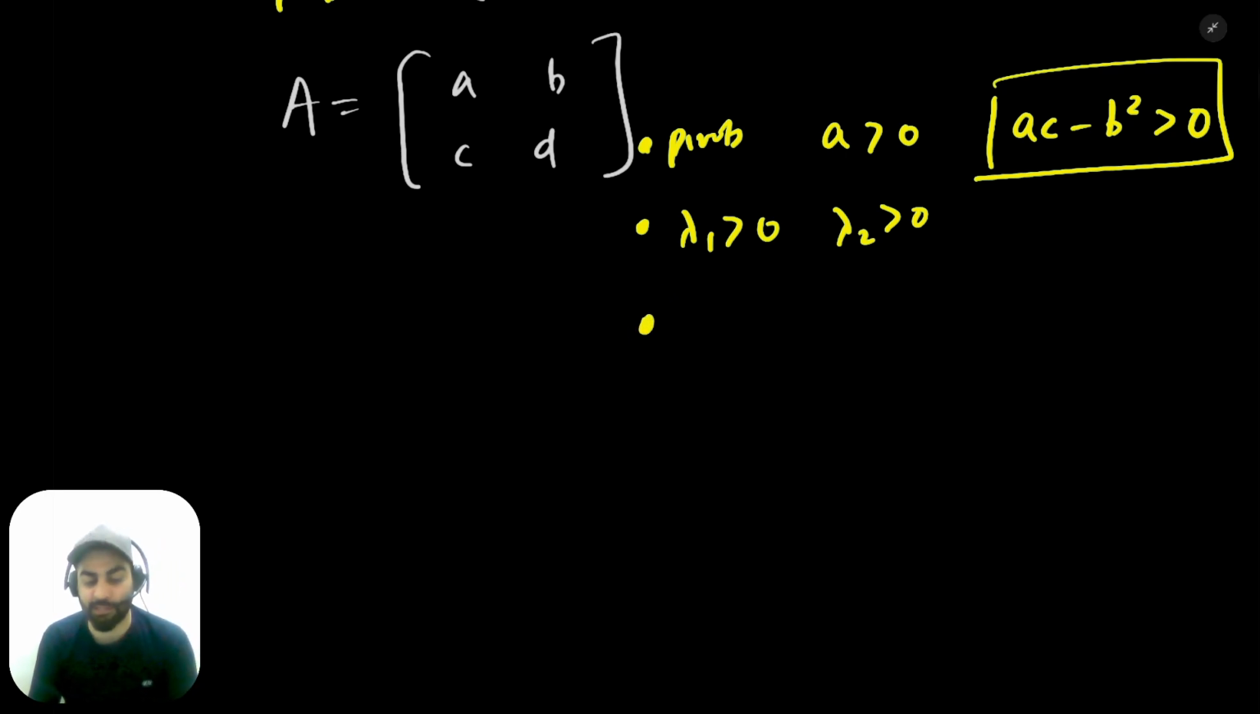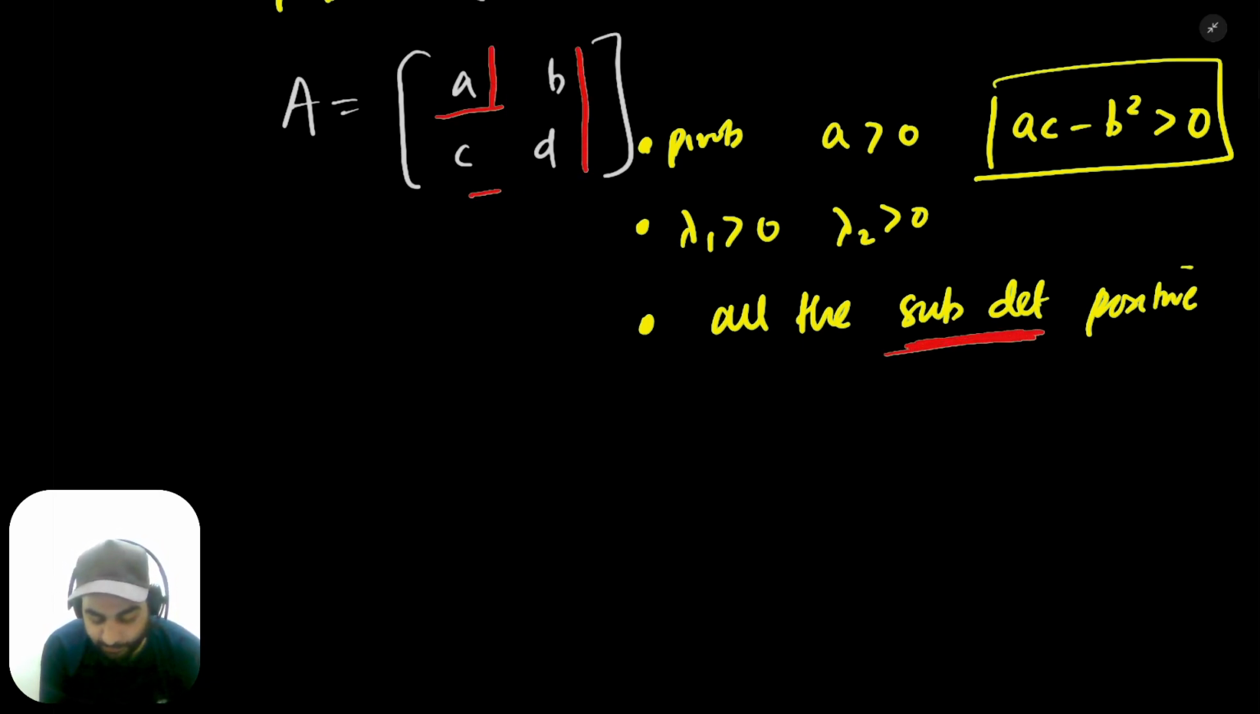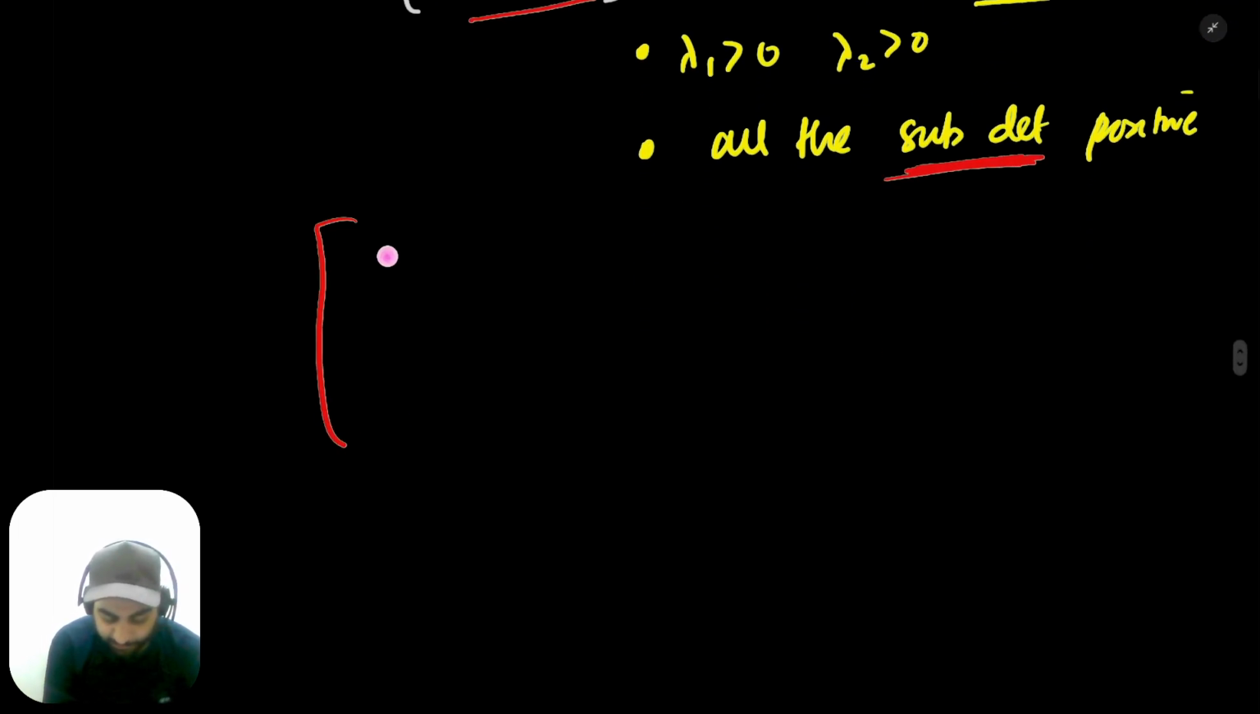One more test is that all the subdeterminants should be positive. They should not go to 0. For example, what is the meaning of subdeterminant? I want to show this. So first this a should be positive. Then the whole of this should be positive. Let's suppose we have the 3 cross 3 example, a11, a12, a13 till a33. Let me write everything.